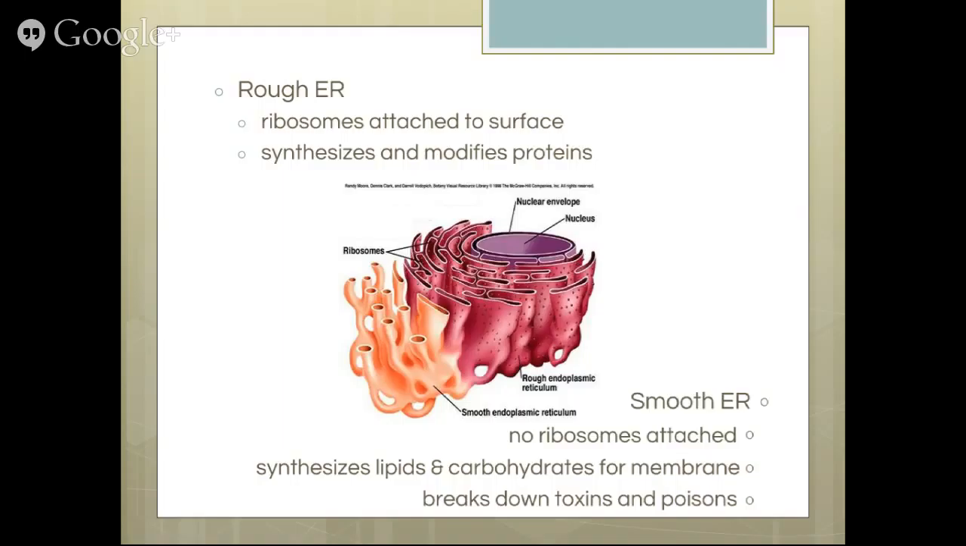So in cells that are going to be responsible for detoxifying your body or getting rid of things in your body, you're going to have a lot of smooth ER. For example, there's a lot of smooth ER in your liver where you're going to break down drugs and alcohol that are in your blood system, where you do some of that filtering. You've got this smooth ER to break them down.